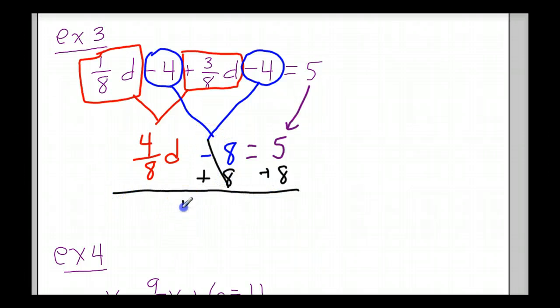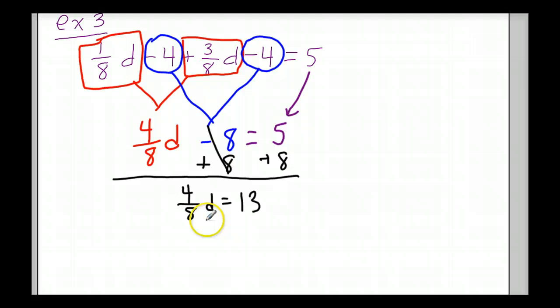This cancels. We get 4 over 8d equals 5 plus 8, which gives us 13. All right, now this is where it's going to become a little bit new for some of you. What is 4/8 equivalent to? We can reduce this fraction. What can we do? Well, 4 is half of 8. We can reduce this to 1/2 d equals 13.